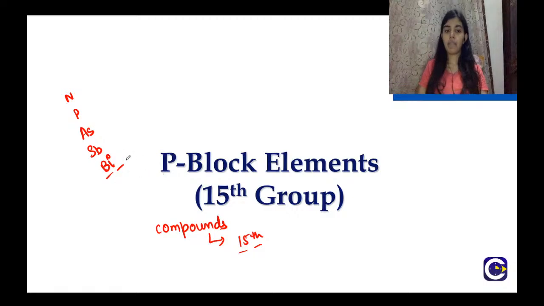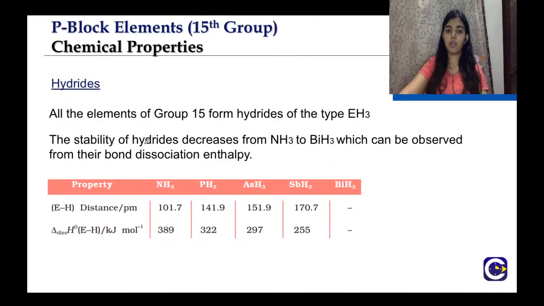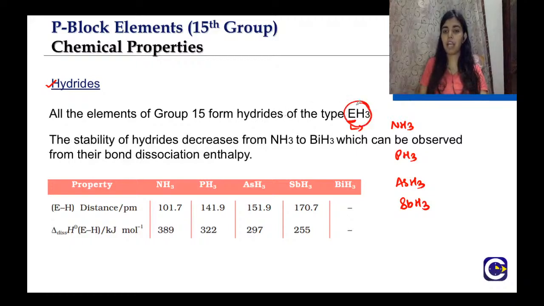Why do we call these elements p block elements? Because the last electron in these elements enters the p orbital, therefore they are known as p block elements. Now we have to discuss the hydrides of group 15. All the elements of group 15 form hydrides of the type EH3, where E is the 15th group element. For example, NH3, PH3, AsH3, SbH3.